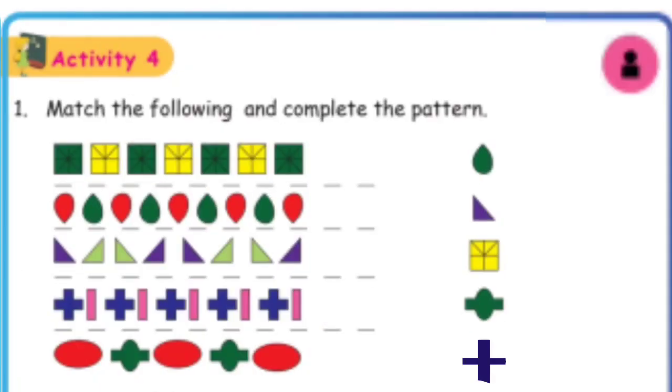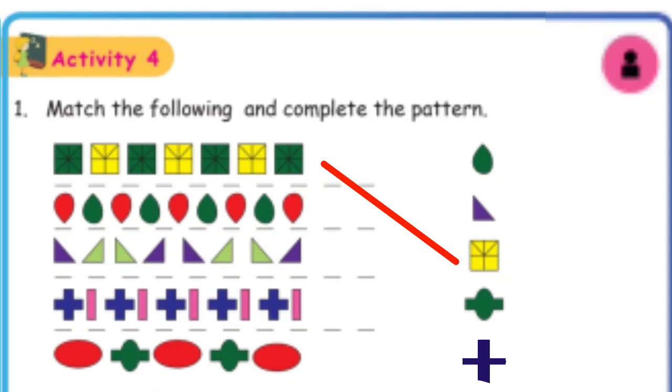Yellow. Patterns are created by combining colors and shapes. So shall we see? Match the following and complete the pattern. What is it first? Green box, yellow box, green box, yellow box, green box, yellow box, and green. So green after yellow box. So we want to match yellow color.